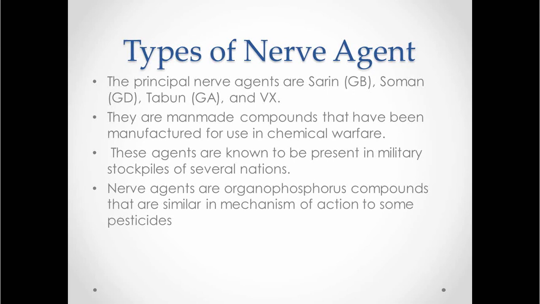Types of nerve agent. The principal nerve agents are Sarin (GB), Soman (GD), Tabun (GA), and VX. They are man-made compounds that have been manufactured for use in chemical warfare. These agents are known to be present in military stockpiles of several nations. Nerve agents are organophosphorus compounds that are similar in mechanism of action to some pesticides.